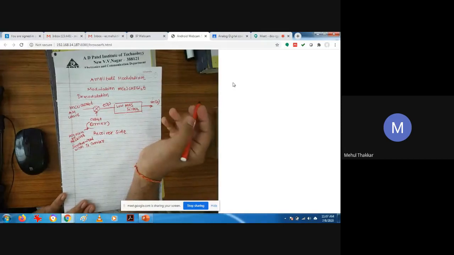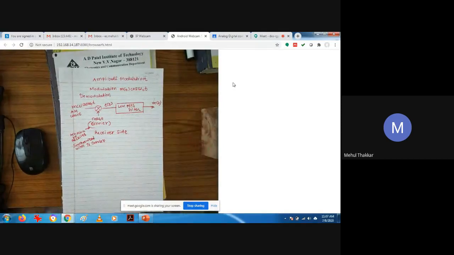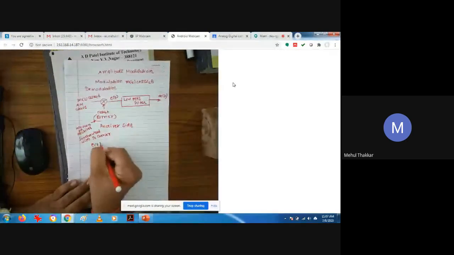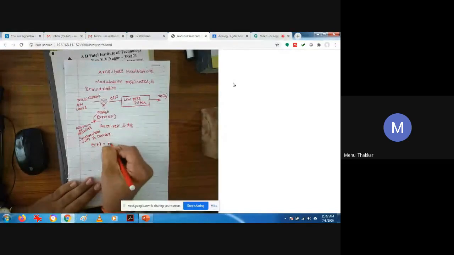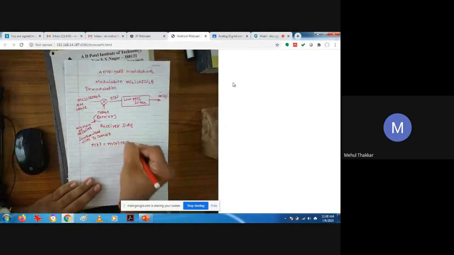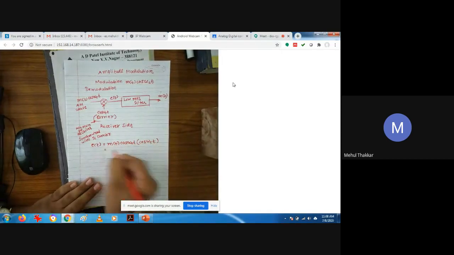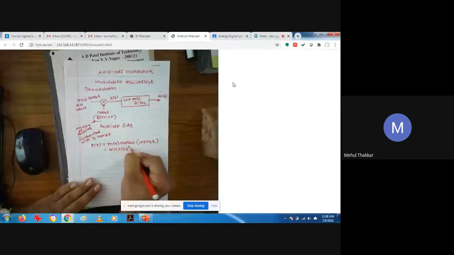Now how will you get it? Mathematically, let us prove that. So e of t is nothing but m of t cos omega ct into cos omega ct, which is coming from that multiplier. So this will be m of t into cos square omega ct. This step I should not write, it is a very small step, you should understand it. Now cos square is there.